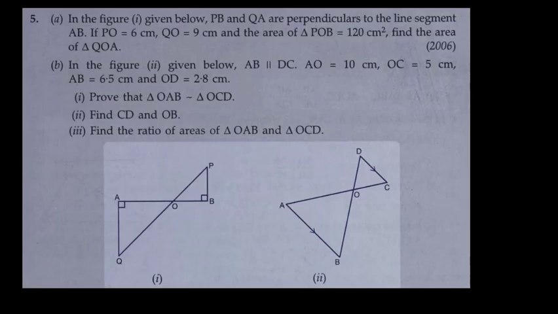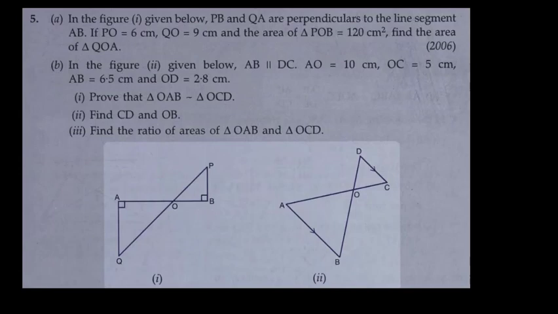Hello everyone. Now in this class let us see this question 5a and 5b. Two questions are there. Now in the first part, PB and QA are perpendicular. Now PB and QA, we can see that they are perpendicular to the line segment AB.